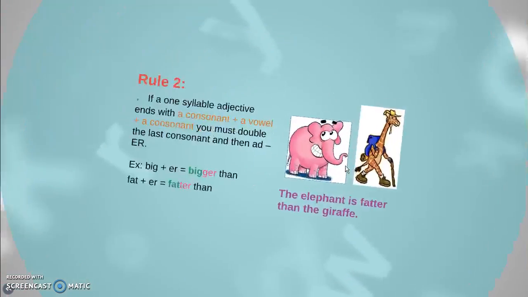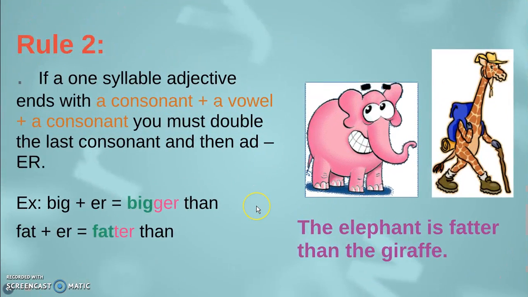Let's go to rule number 2, and it concerns a one-syllable adjective but composed of a consonant, a vowel, and another consonant. So what we do for this kind of adjective is that we double the last consonant, then we add the er. Here we have big and fat.